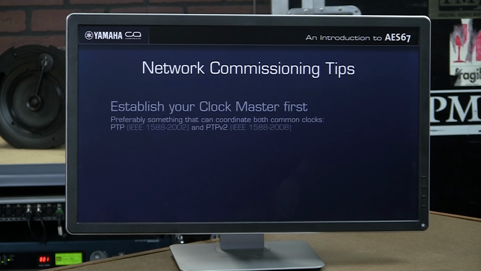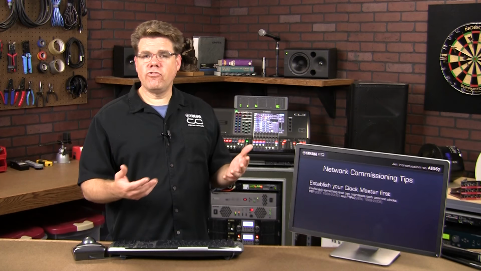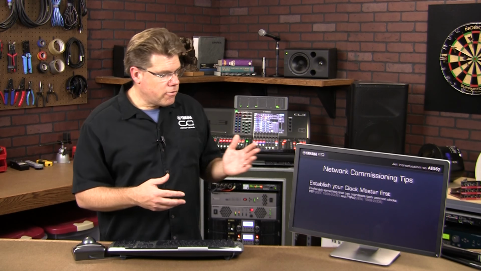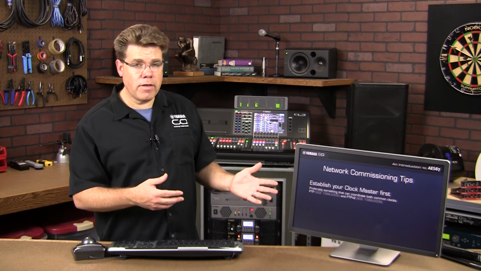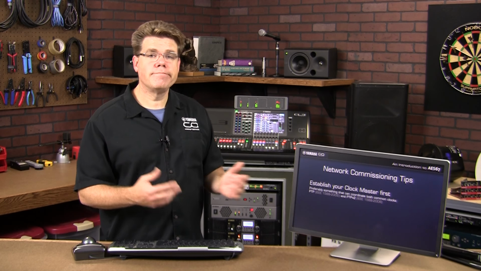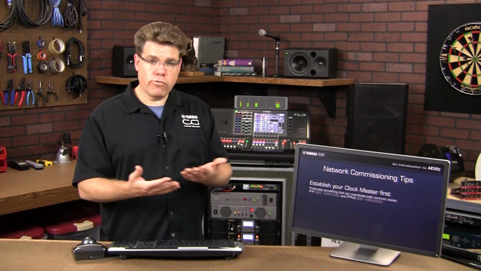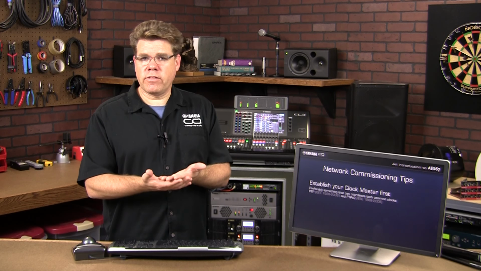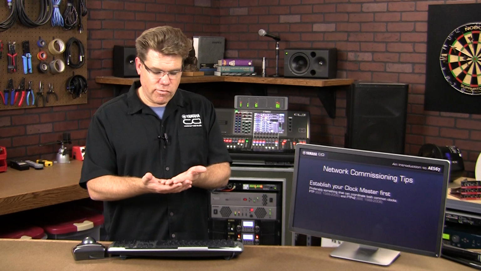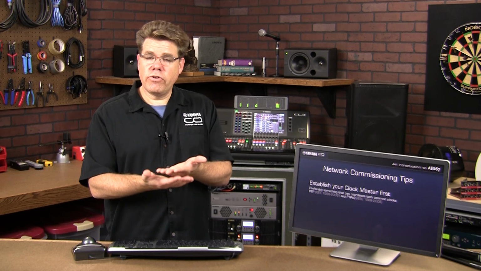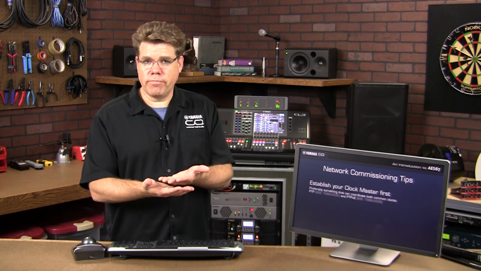Job number one is to establish a clock master. If you're using AES67, chances are you're linking multiple audio networks together. Some of them will clock using PTP, Precision Time Protocol. Others will use PTP version 2. Now, there's no problem with those two being on the network at the same time. They can coexist, that's fine. But because they're coming from different systems, they're not necessarily resolved to each other.